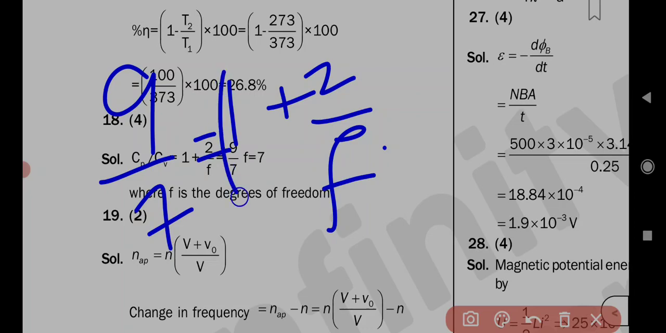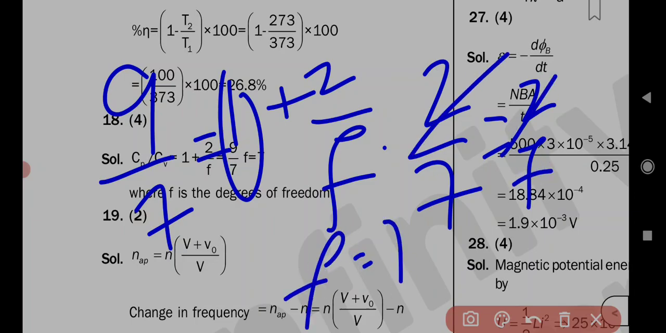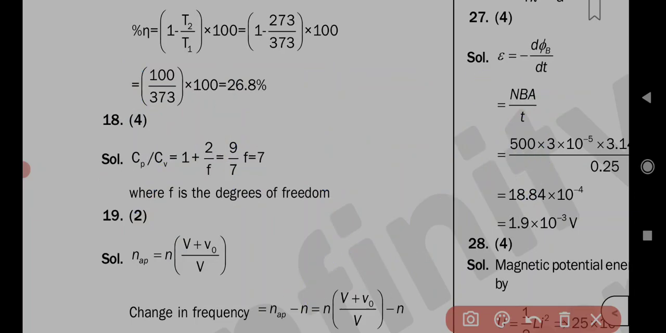If you send this to the other side, it will become 9 by 7 minus 1. So 9 minus 7, 2 by 7 is equal to 2 by F. To cancel, F is equal to 7. So the correct option is the fourth option, that is 7. So this way you need to do it.